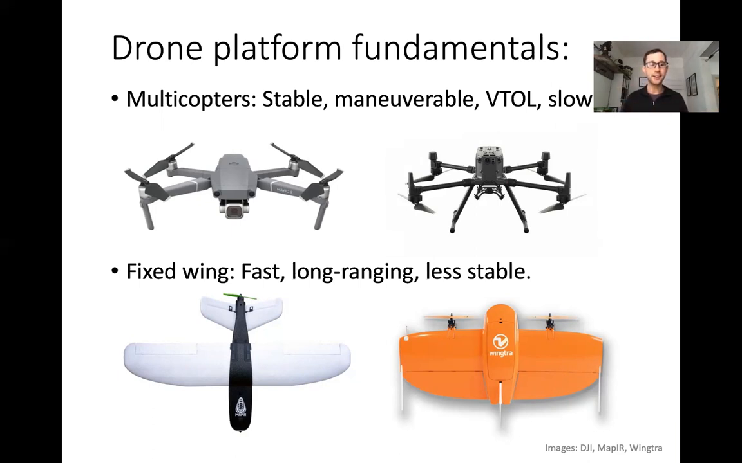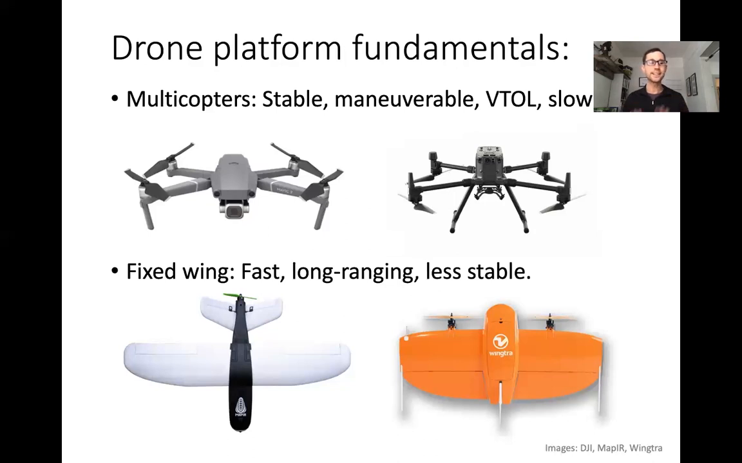A lot of these fixed wing drones are actually starting to learn how to take off and land vertically, like this Wingtra 1 drone, which is the orange one in the bottom right. That's a very, I guess, well-proven vertical takeoff and landing fixed wing drone.